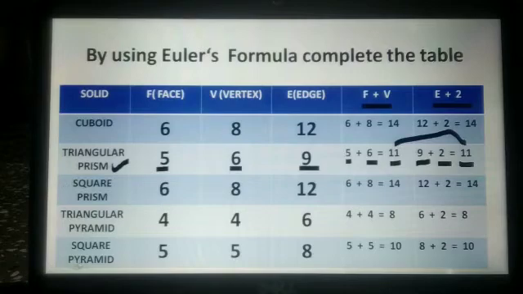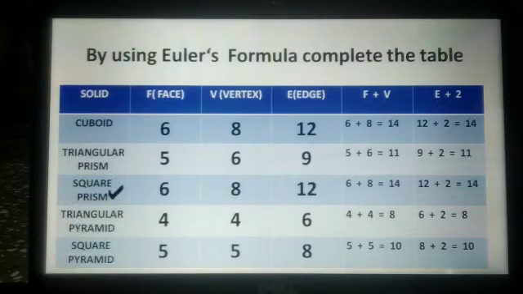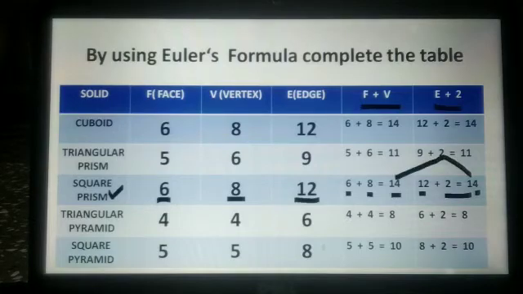Now next solid is square prism. Here number of faces 6, number of vertex 8, number of edges 12. So F plus V, that is 6 plus 8 is equals to 14, and E plus 2, that is 12 plus 2 is equal to 14. So Euler formula is verified for square prism.